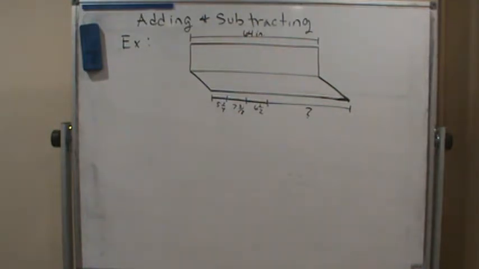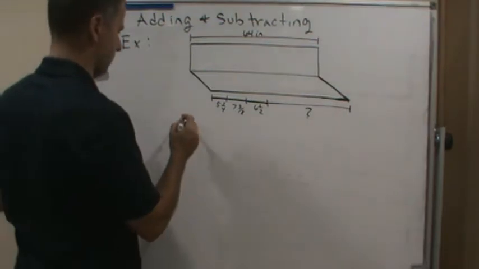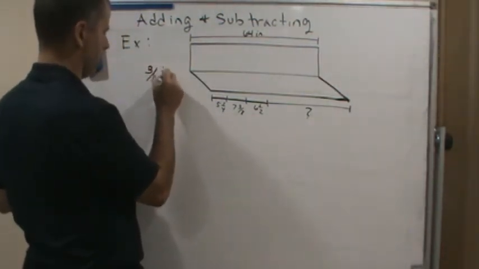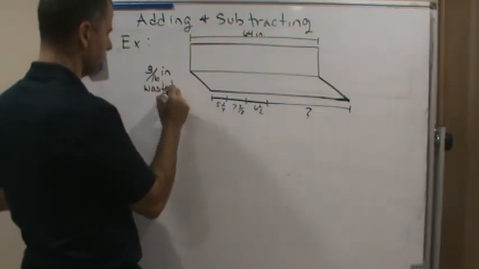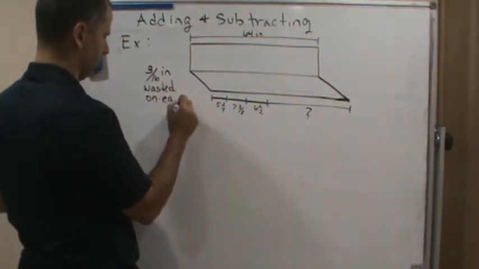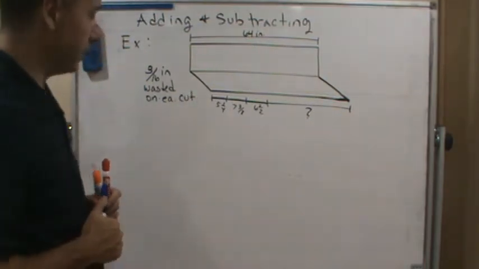5 1/4 inches, 7 3/8 inches, and 6 1/2 inches are cut from a 64-inch bar of angle iron. If 3/16 of an inch is wasted on each cut, okay, let me say it again. If 3/16 of an inch is wasted on each cut, how many inches of angle iron remain? Okay, so that's going to be important.